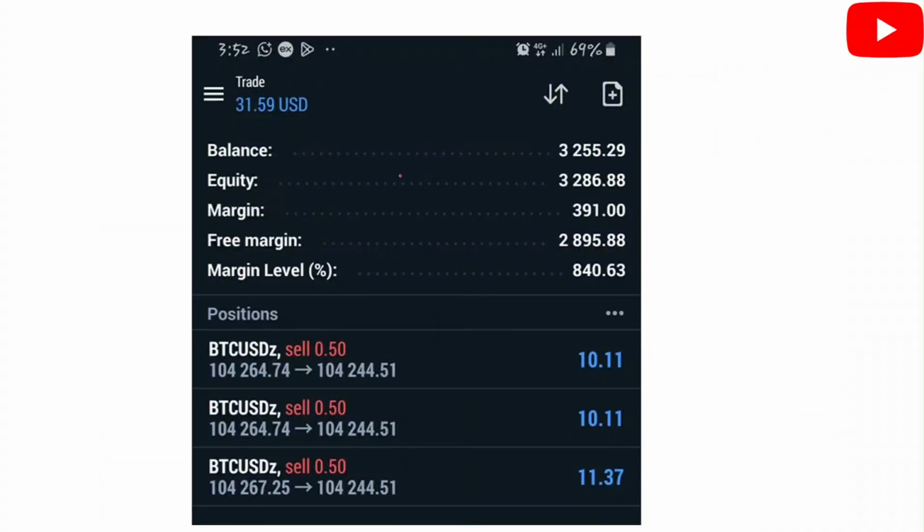If you can see our free margin here, our buying power is really still high. We can place more positions if we want. For our margin, it's the same thing: our equity and our balance are also running in profit.